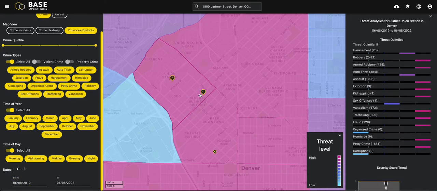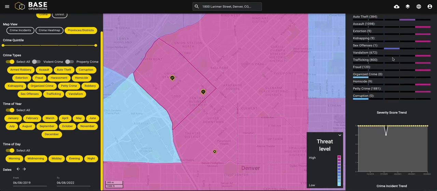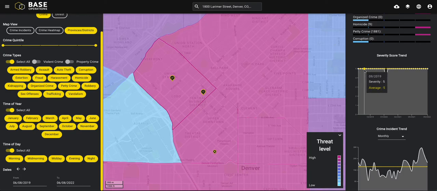Now, drilling down into the neighborhood associated with our business location, here we're seeing crime statistics within this area, which in this case is a census tract within Denver, associated with the crimes that we have selected. So we see crime volume here on the right. We're also looking at the relative risk severity trends associated with this neighborhood.